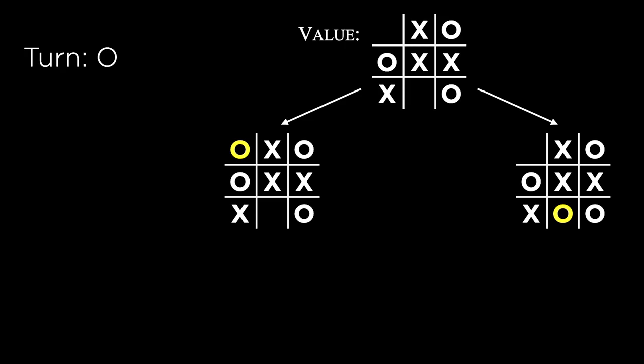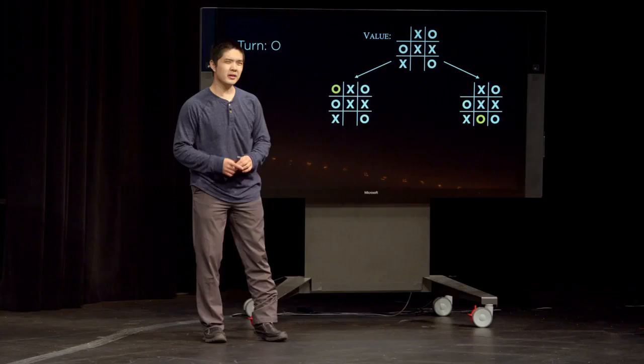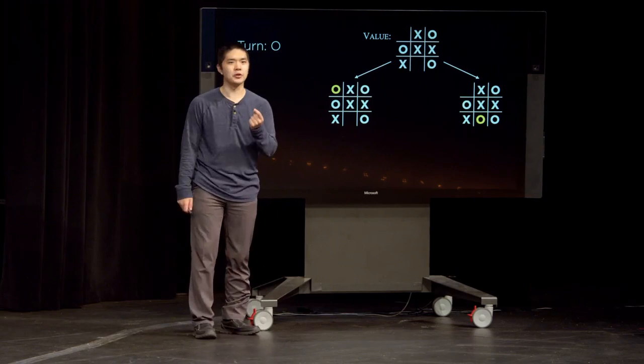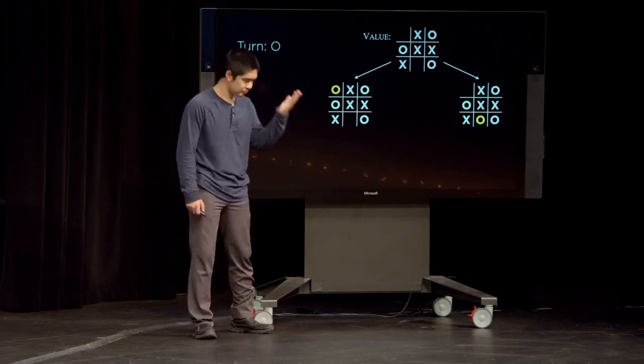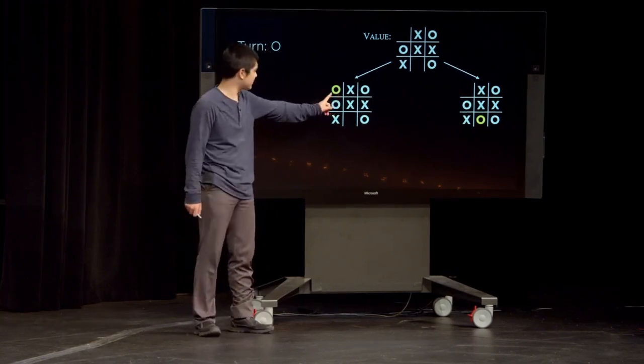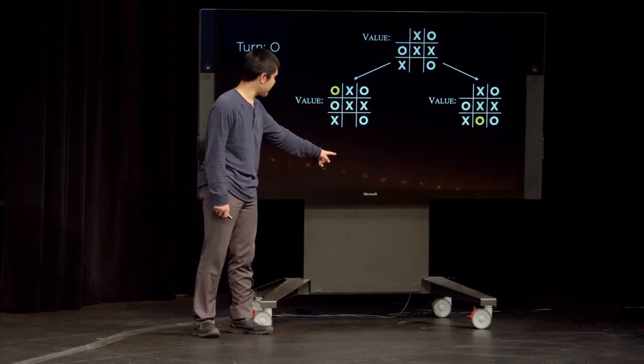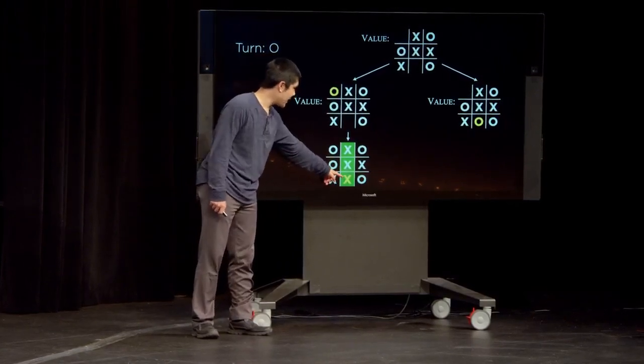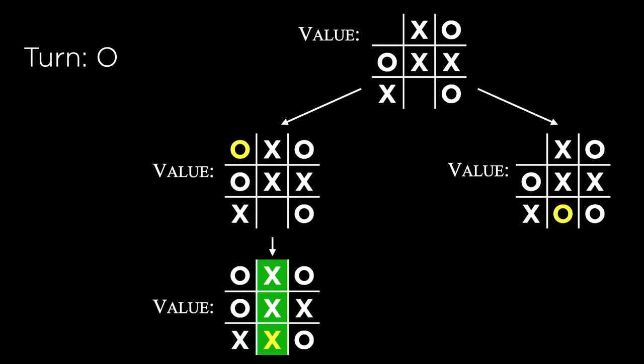And the computer would consider both of those possible choices and try and figure out what value each of those boards has. So what happens if O plays in the top left? Well, then X is going to play in the bottom, and X is going to win the game. X winning the game, that has a value of 1. Remember, X winning, that's a value of 1, which means this board also is going to have a value of 1. So X wins. That's not great.